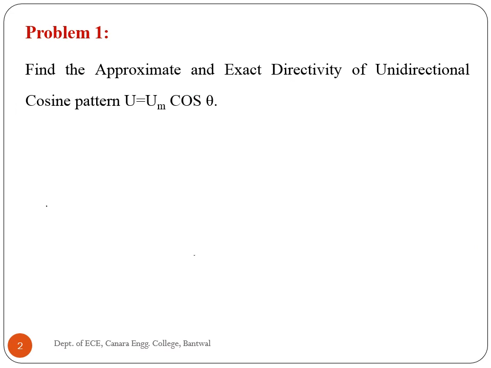Find the approximate and exact directivity of the unidirectional cosine pattern U equal to Um cos theta. Unidirectional cosine pattern indicates that theta is between 0 and 90 degrees, and phi is between 0 and 360 degrees.